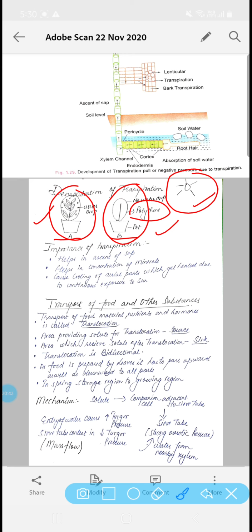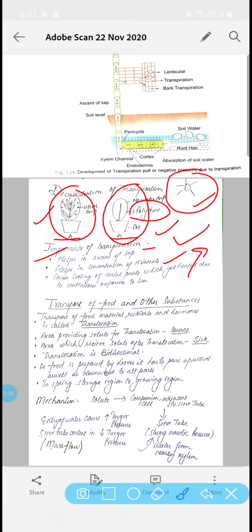It helps in the concentration of minerals. As a result of transpiration, water is evaporated. Extra water gets evaporated, so what remains? Only the minerals, only the salts remain. So they are in a large amount now, because we know what a concentrated solution is. When water is removed, this amount of salt becomes concentrated.